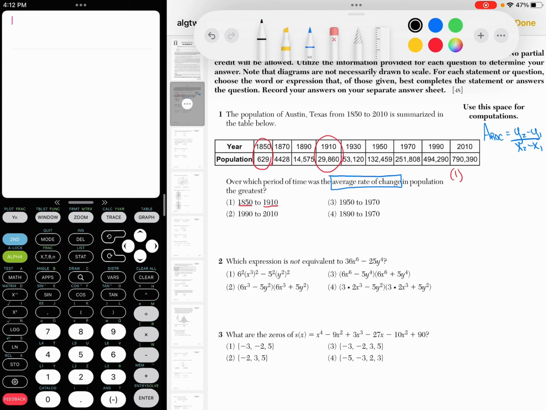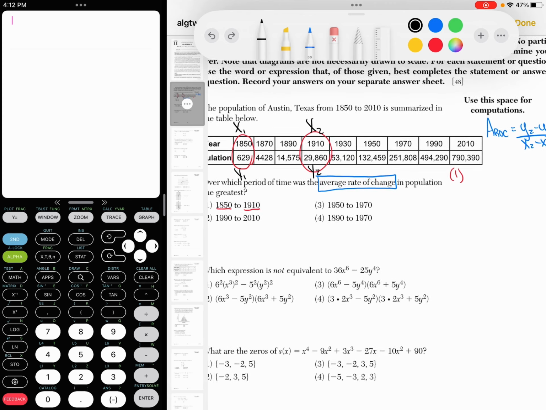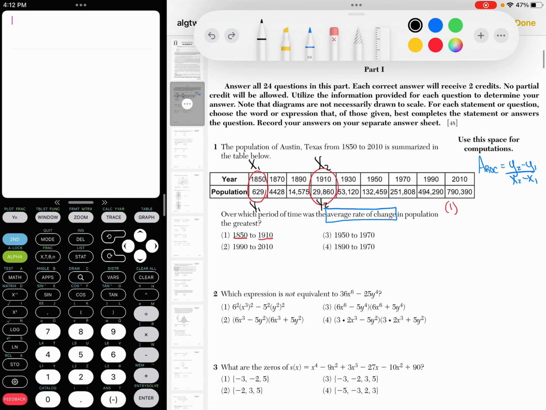So for this question, my x1 and y1, x2, y2 are going to be labeled as such. Your year or your time, that number on the top, is usually going to be your x values, but it'll always give you an interval of x values. So when I plug it into my average rate of change formula, my y2 I have labeled as 29,860 minus my y1, which I have labeled as 629, over my x2, which is 1910, minus my x1, which is 1850.